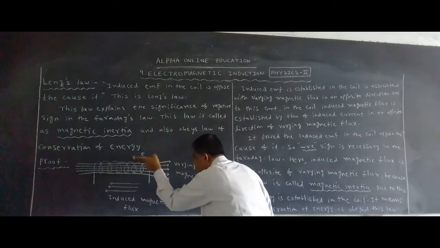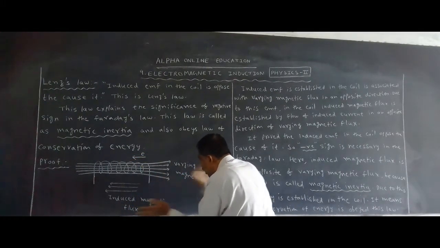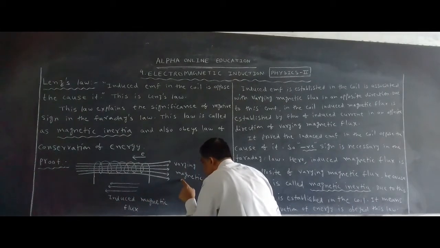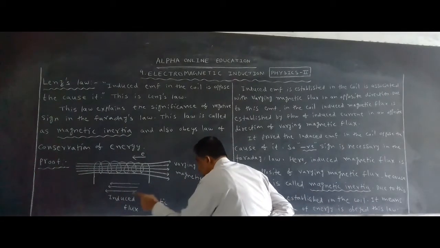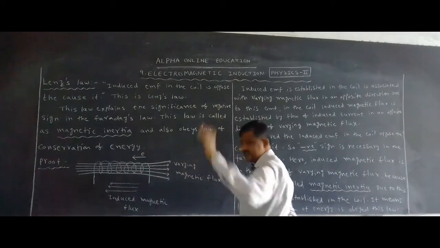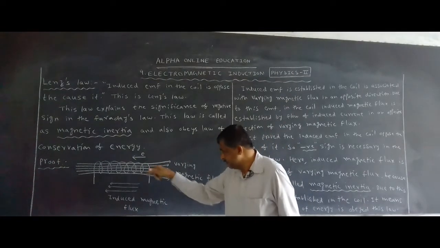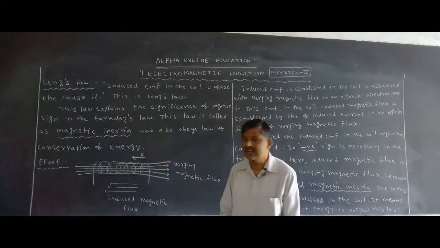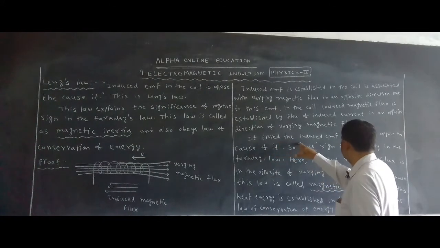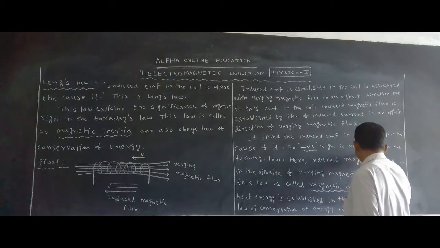When EMF is there, current flows. This current produces induced magnetic flux. Induced magnetic flux is in the opposite direction of the varying magnetic flux. That's why this induced magnetic flux opposes the varying magnetic flux. That's why induced EMF in the coil opposes the cause of it. That's why the negative sign is necessary. It is proved that induced EMF in the coil opposes the cause of it, so the negative sign is necessary in Faraday's law.